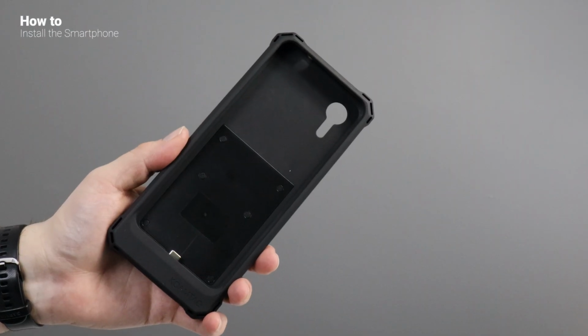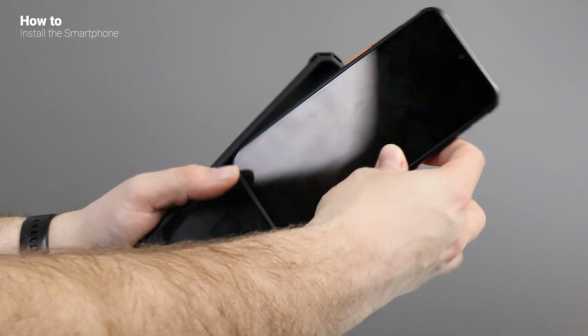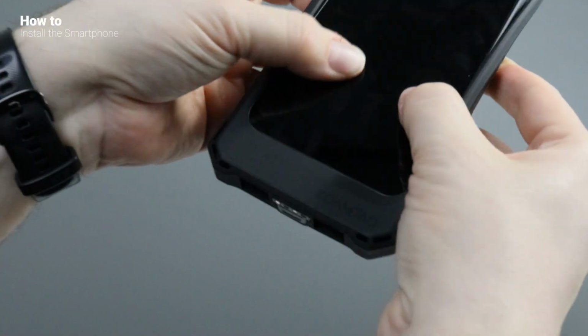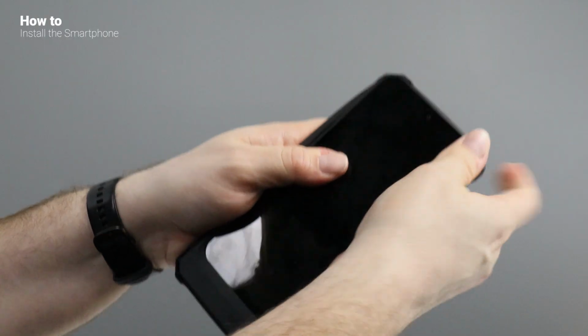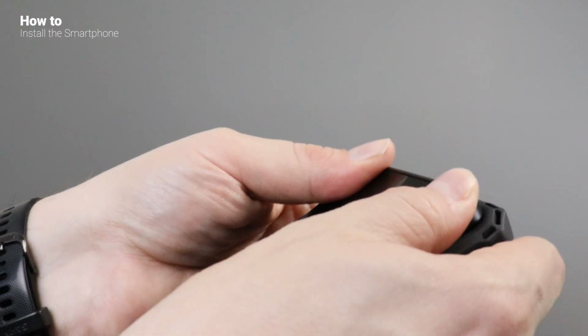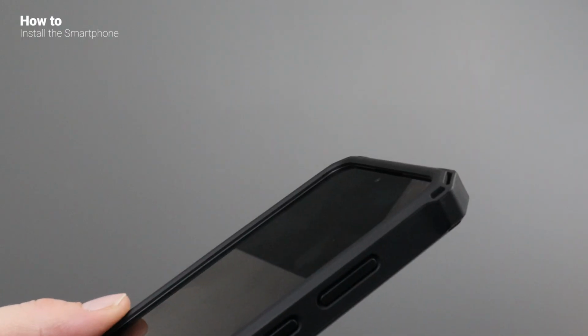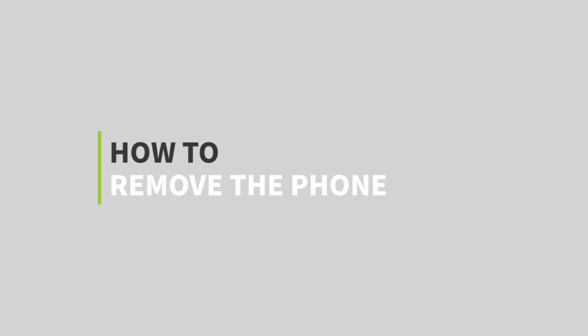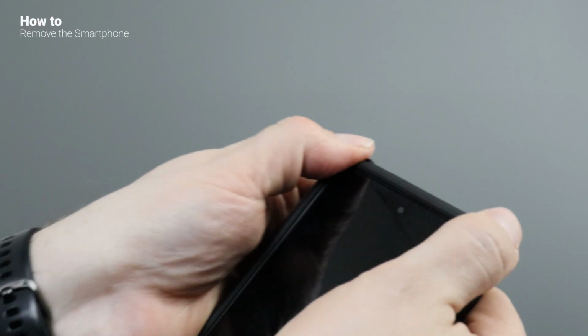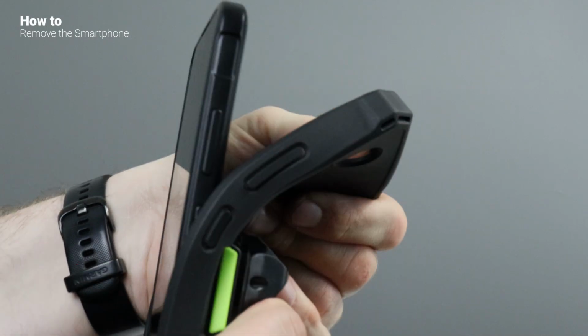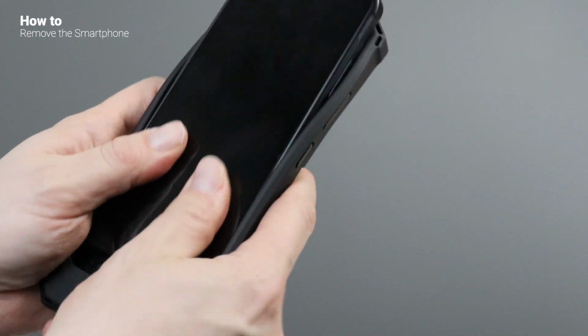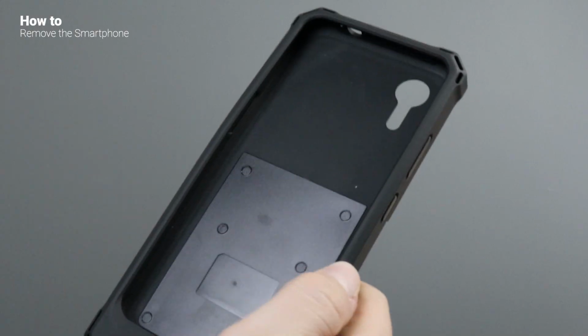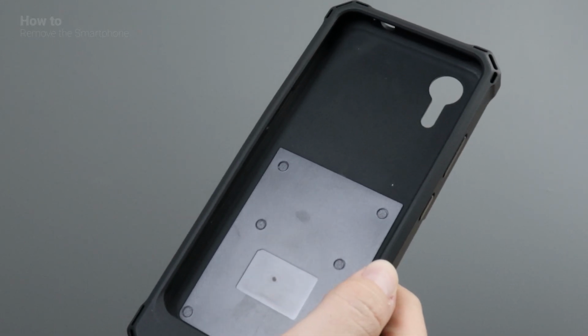To install, slide the phone into the SmartSled bottom first, aligning it with the USB-C connector at the bottom of the case. Then, stretch the case over the top of the phone. And you're done. To remove the phone, start by pulling back the top of the case. Then, carefully slide the phone upward and out of the custom case.